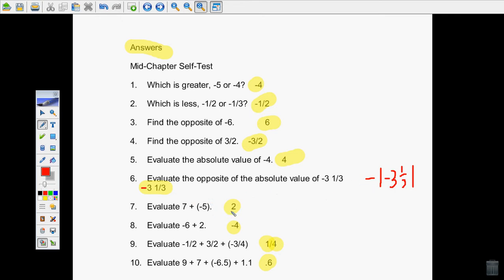All right, then 7 would be 2. 8 would be -4. I'm sure those of you who practiced a lot last week are getting those down really well now. Here was number 9.